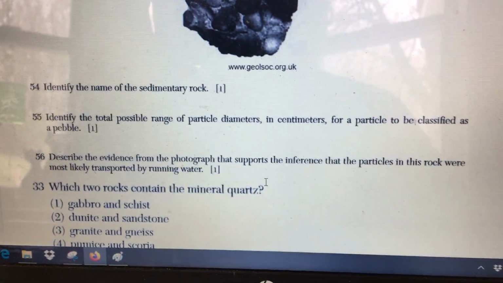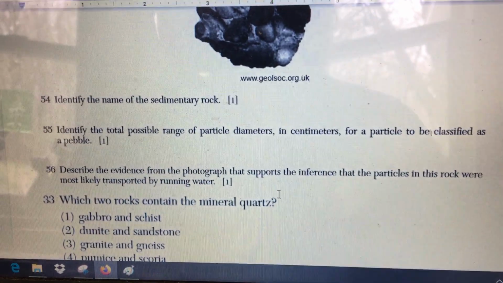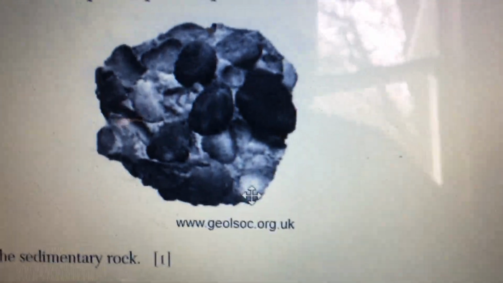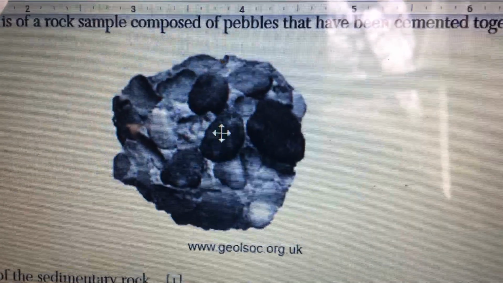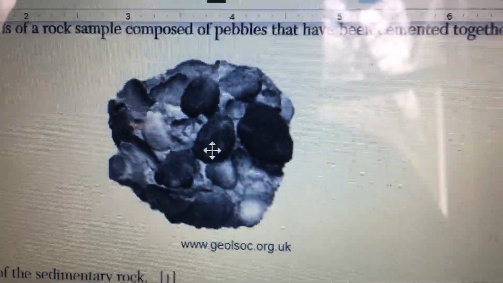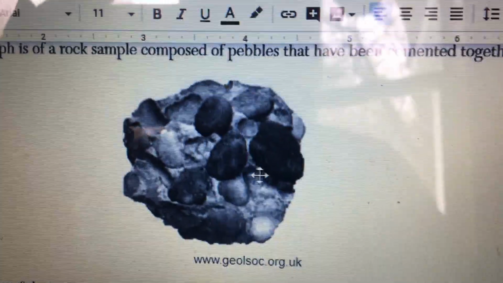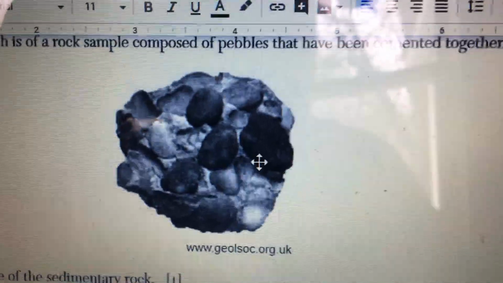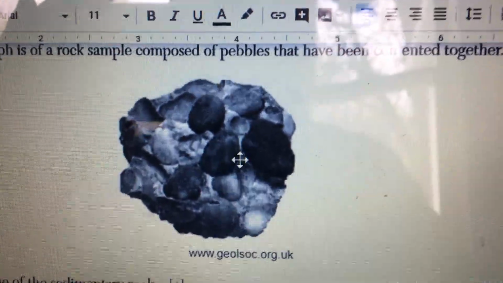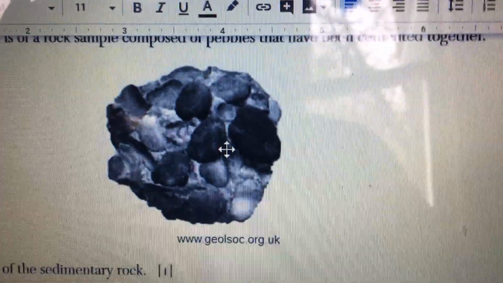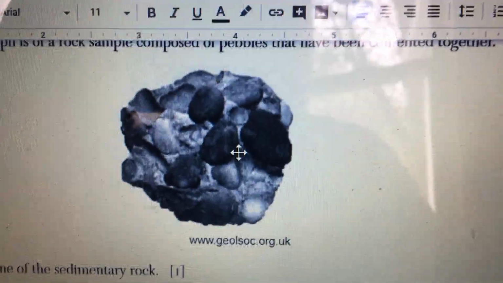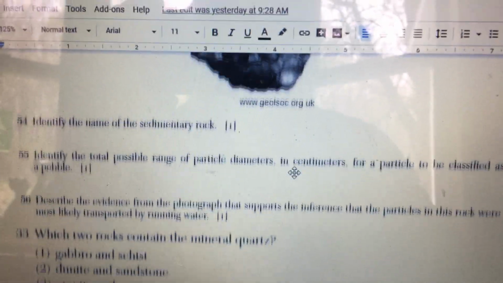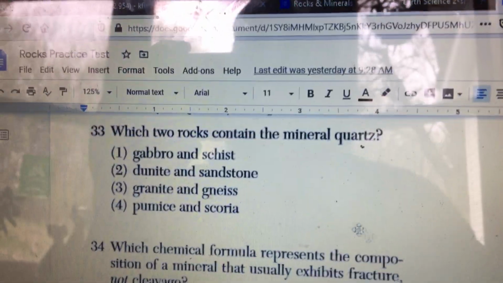Describe the evidence from the photograph that supports the inference that the particles in the rock were most likely transported by running water. Again, maybe this one's a little mean because it's from a former unit. This would have been the test you would have had right before this whole COVID thing started. We would have been doing it at the end of that week. But if you remember the lab with the sugar cubes, when you shook them around in the jar, all the corners busted off and they got rounder and smoother. That's the deal here. It's abrasion. So if you said that they're round and smooth because of abrasion, then you're in the right ballpark. Again, that won't be on this test, so don't panic on that one.